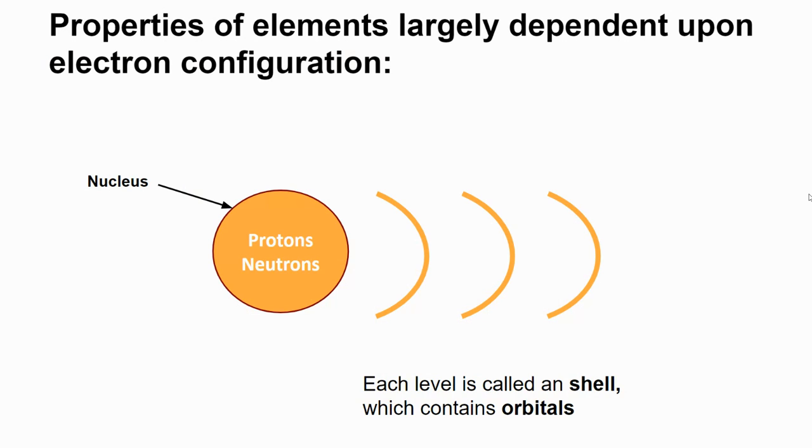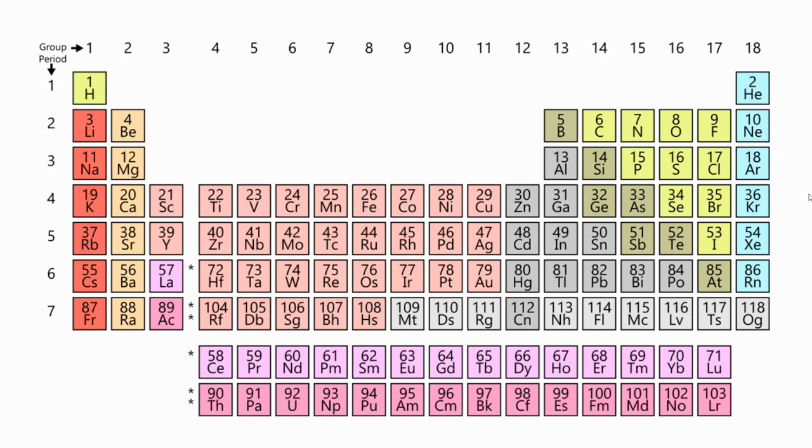The properties of elements are largely dependent upon their electron configuration. In other words, how many electrons they have in their outermost shell. The nucleus of an atom, as you know, holds the protons and neutrons. The first energy level or shell can hold 2 electrons. The second can hold 8, and the third can hold 8 as well. Each of these shells can be subdivided into what are called orbitals. That is covered in AP chemistry, and basically it's different movement patterns of the electrons around the nucleus.